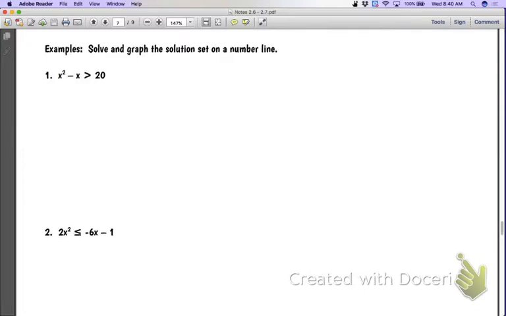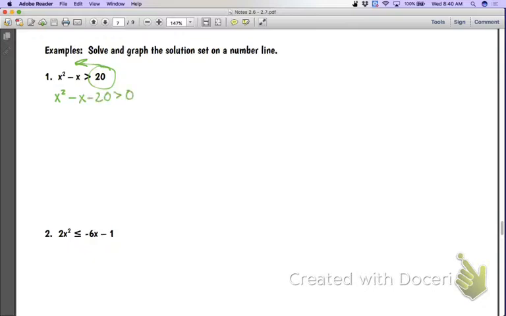So it says solve and graph a solution set on the number line. The first thing you want to do is move everything over. So x squared minus x is greater than 20. I want to move this 20 over to the other side. So I have x squared minus x minus 20 greater than 0.